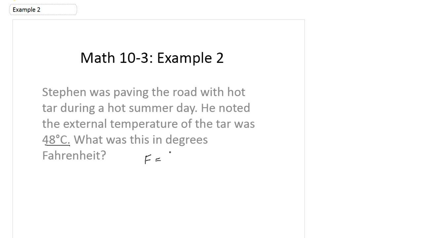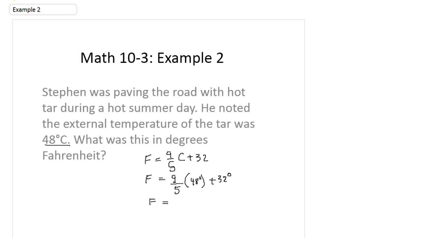So we take 9 over 5 C plus 32 degrees. Let's substitute in. We have 9 over 5 times 48 plus 32 degrees. So first, let's do the calculation.